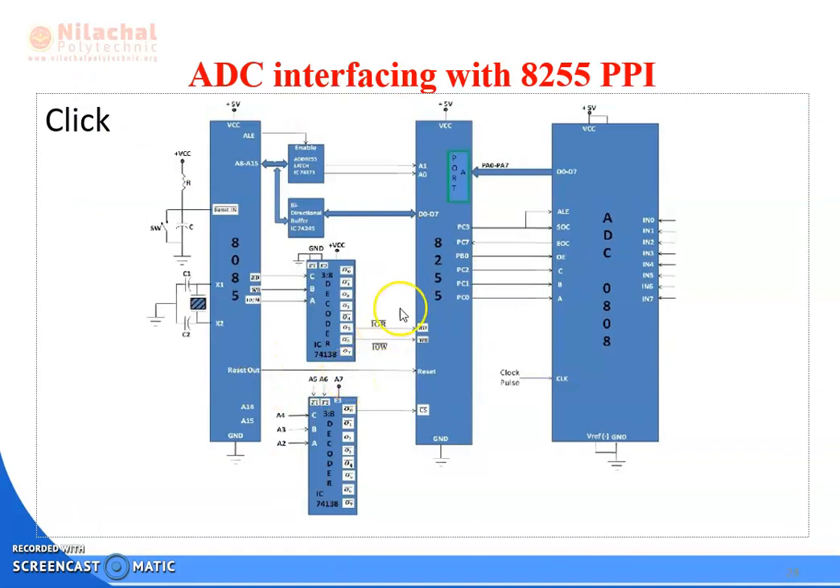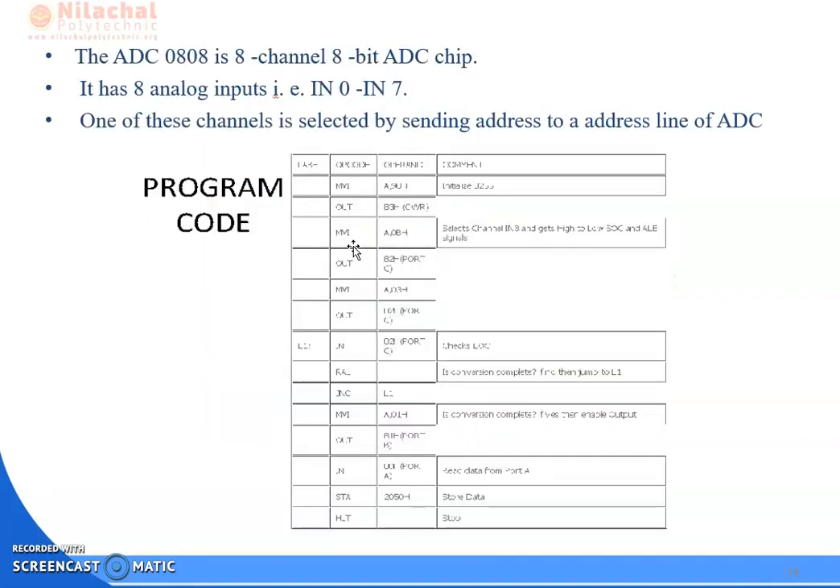So this is the ADC interfacing with the 8255 PPI. This is the diagram. The ADC 0808 is an 8-channel 8-bit ADC chip. It has 8 analog inputs, that is IN0 to IN7. One of the channels is selected by sending the address to the address lines of the ADC.